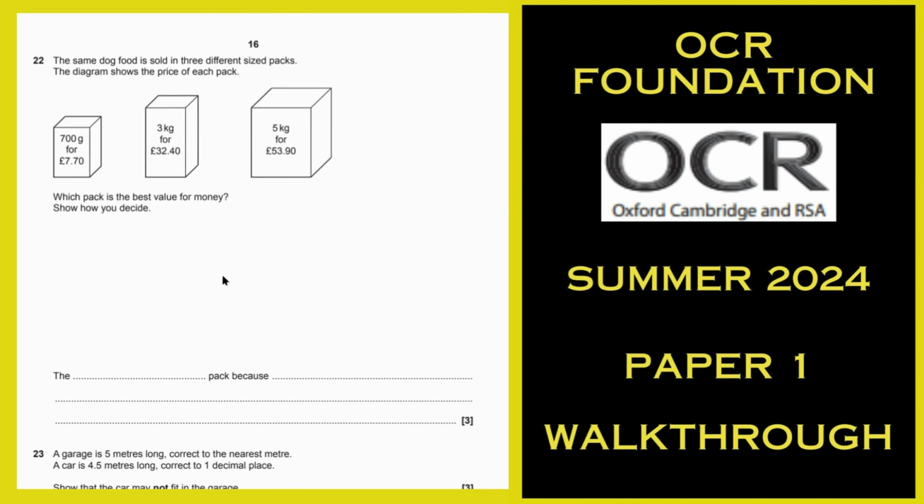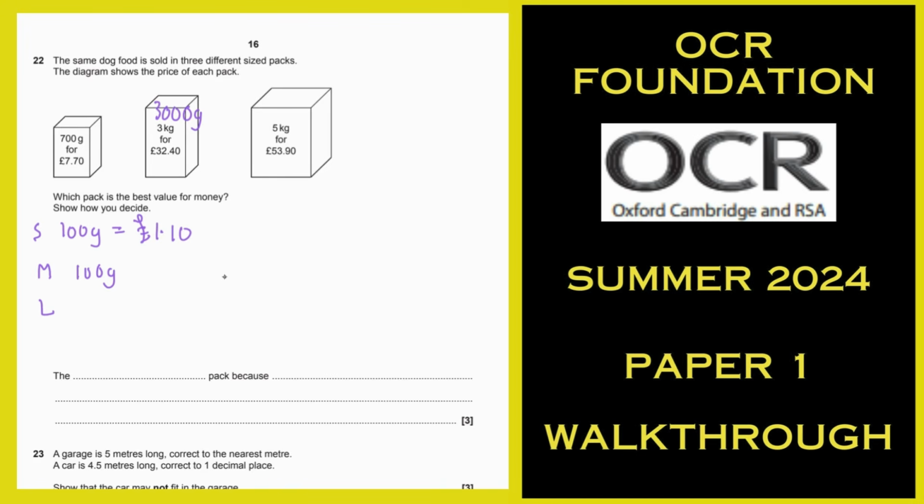Number 22. Lots of ways of going about this one. I've gone for each pack, finding 100 grams. So smallest pack, divide everything by 7. £1.10. Second pack is not in grams. Let's change it to grams. To get from 3,000 to 100, because let's call it small, medium and large, to get 100 grams, it's divide by 30.